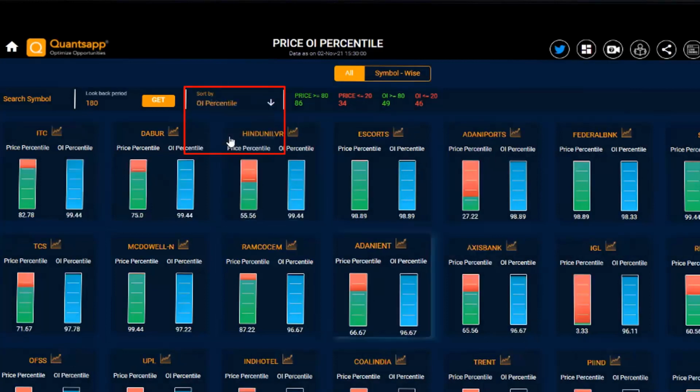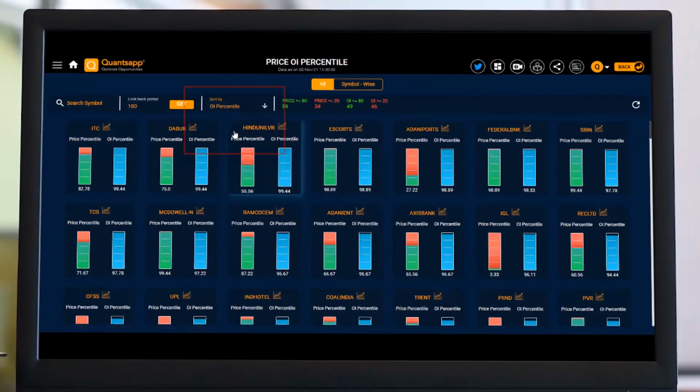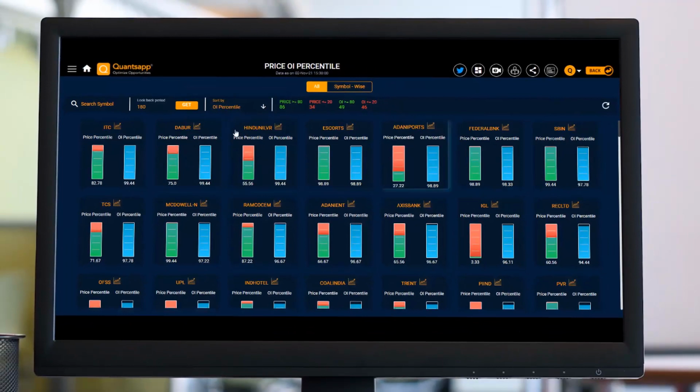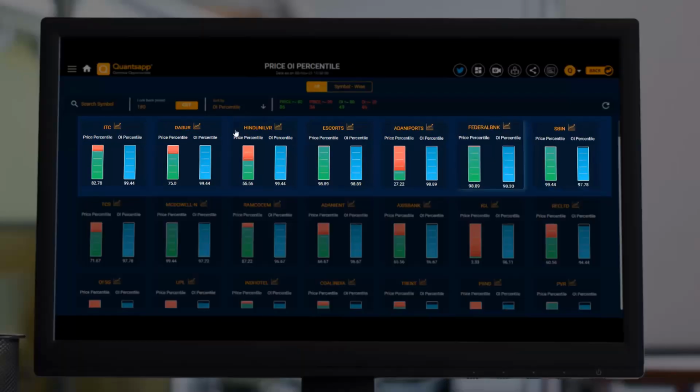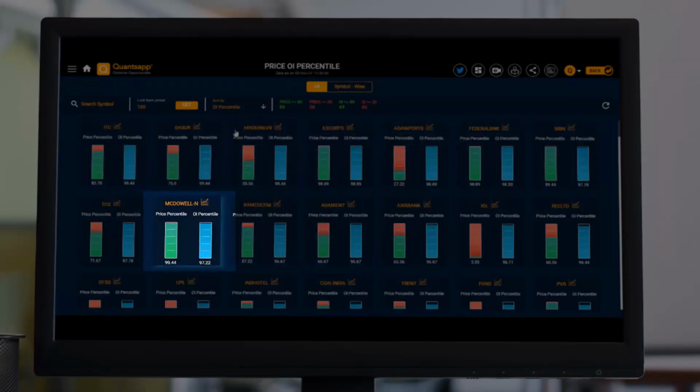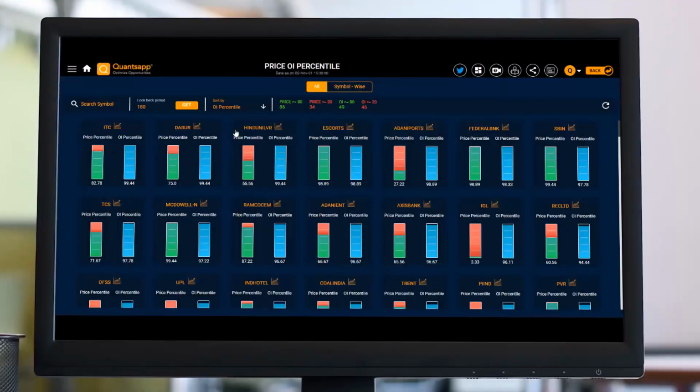We can also use the open interest percentile to shortlist candidates where the OI participation is very high. So again, something like SBI, Federal Bank, Escorts will come on our radar list. Also something like McDowell, because the prices are at their peak and open interest participation is also increasing. We can do it the vice versa way.